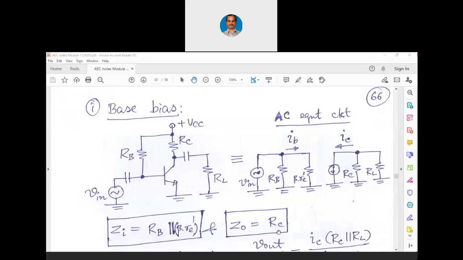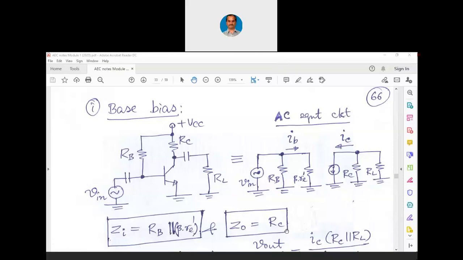Later, we are going to combine all of them together to have our own required characteristics. Otherwise, I am not talking about base bias. I am talking about ideal amplifier characteristics. Please understand that. So ideally, input impedance must be very high for an amplifier. Output impedance must be very low for an amplifier.